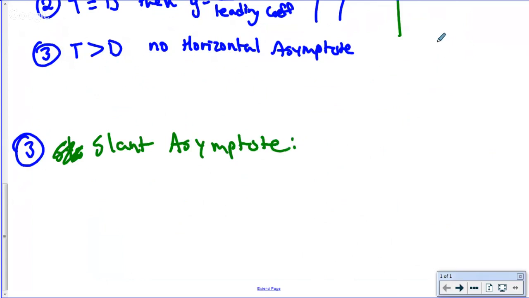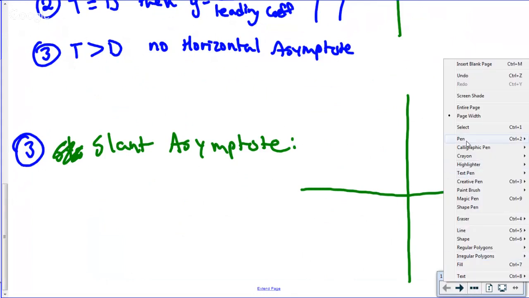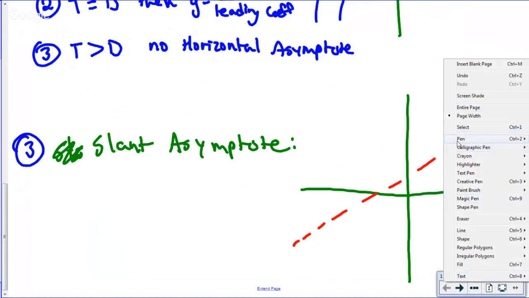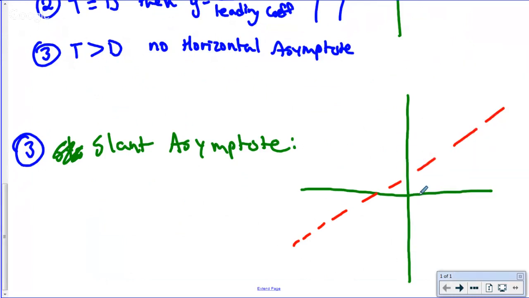Now, a slant asymptote is a little bit strange, and we don't really graph a whole lot. What it is, it's just some imaginary line that is not horizontal or vertical, and my line will still approach it. Maybe my line comes up like this.